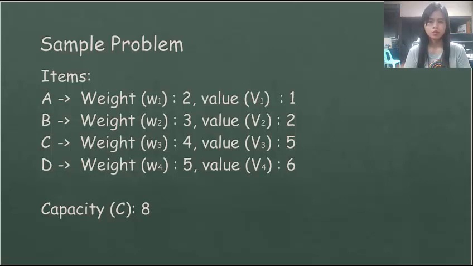So the sample problem is, there are 4 items to be included in the bag with their equivalent weight and value. As you can see, item A, its weight is 2 and its value is 1. Item B, its weight is 3, value is 2. Item C, its weight is 4, value is 5. And then item D, its weight is 5 and its value is 6. The total capacity that the bag can carry is 8.